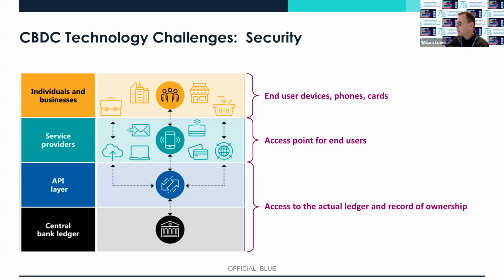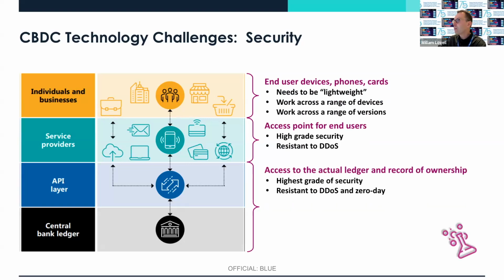Then at the central bank ledger layer, this is where we're recording the ownership, and this is where we need the really, really high grade security. This is where we're going to start seeing or needing to think about things like nation state attacks, things like zero day, organized crime, and those kinds of things, which again is the kind of stuff we need to be worrying about right now. So it's the thing we're probably best placed to do. But if we drill into that a little bit further, we can see what we have at the user layer for individuals or businesses.